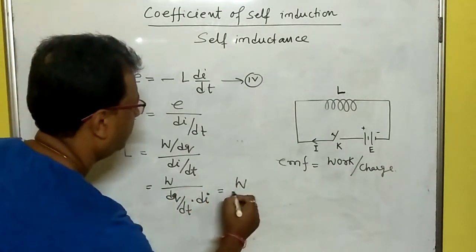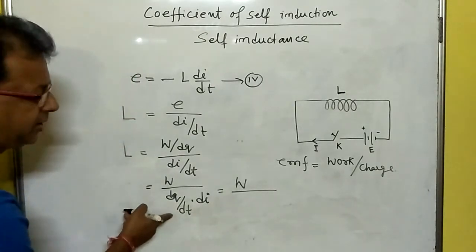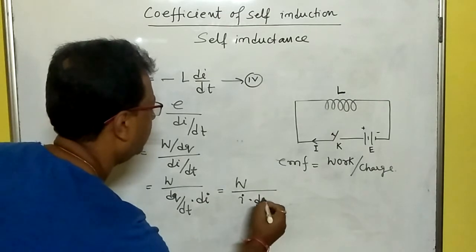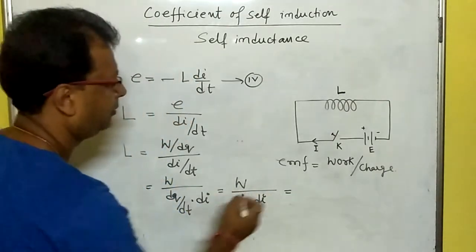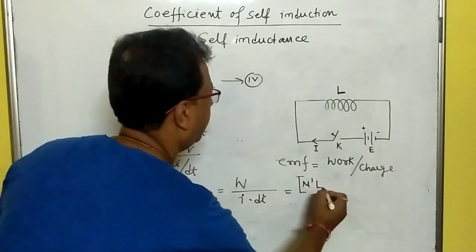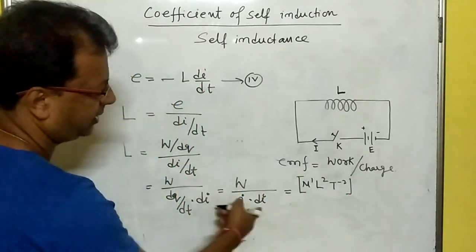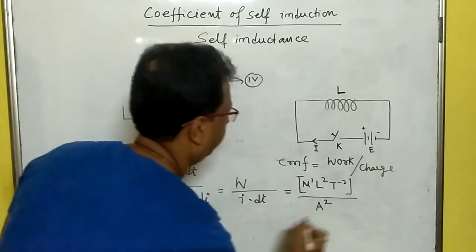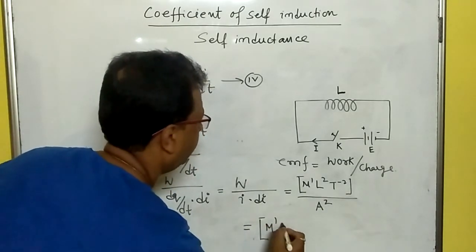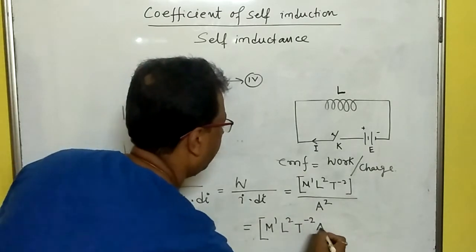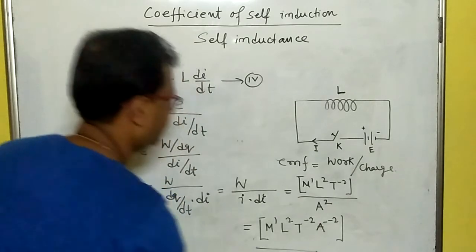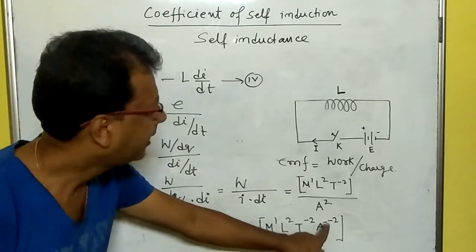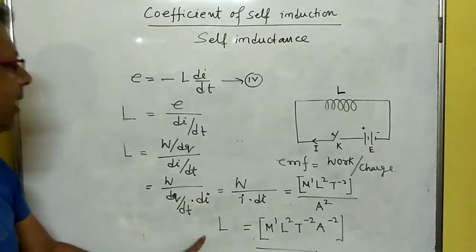Or this is equal to W divided by dq by dt, rate of change of charge with respect to time. So this is nothing but your I into di. So what is the dimension of W? All of us know it is M1 L squared T minus 2. And there are two currents here, I and di, so we can write this as A squared. So in all, the dimension is M1 L squared T minus 2 A to the power of minus 2. So this is the dimension of L.